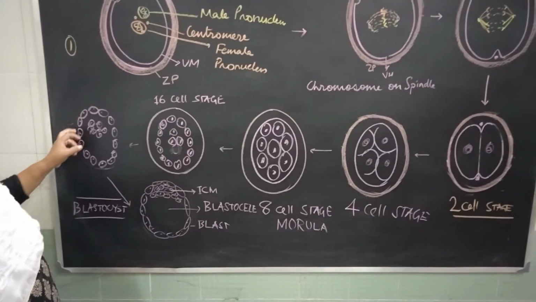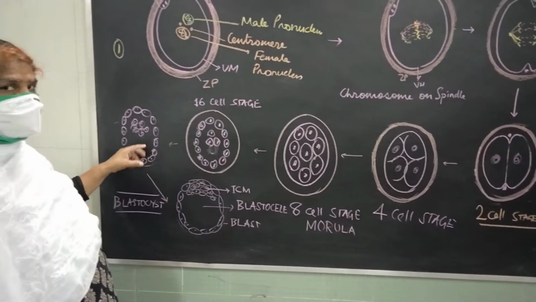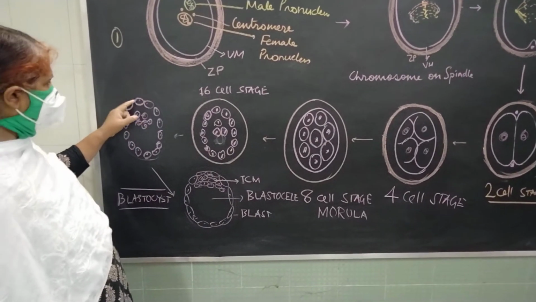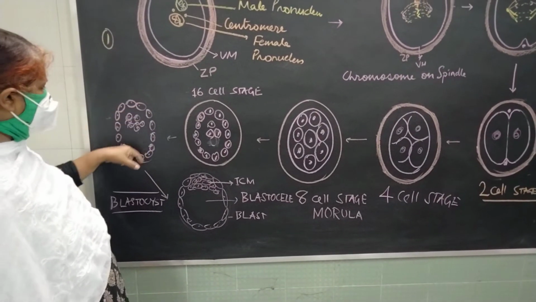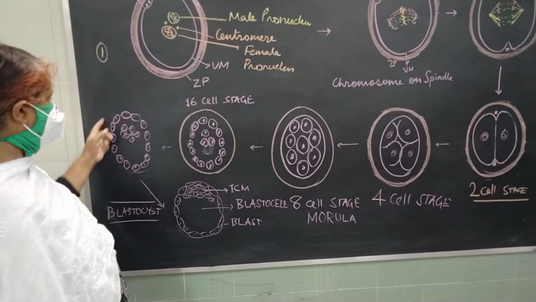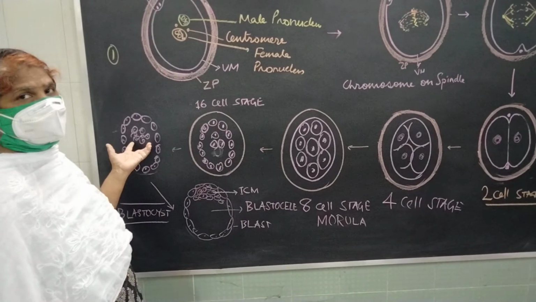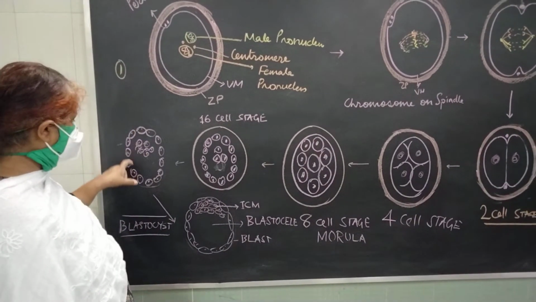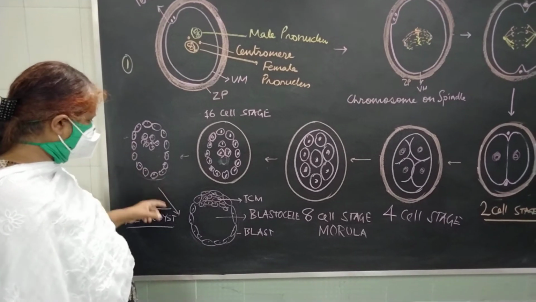So the cells will arrange themselves peripherally and at one pole. This pole is the cranial pole. This outer arrangement of the cells of the blastocyst is called the trophoblast, and inside they are called the cytotrophoblast. So this is called the inner cell mass. So this is the cell division of the blastocyst.